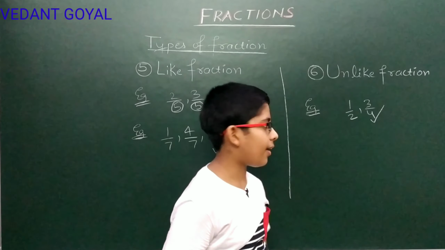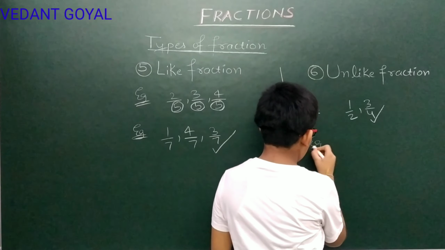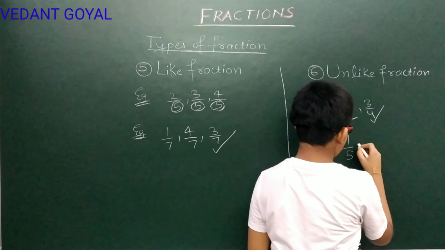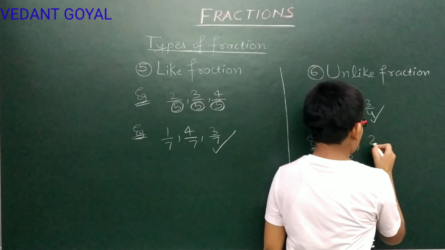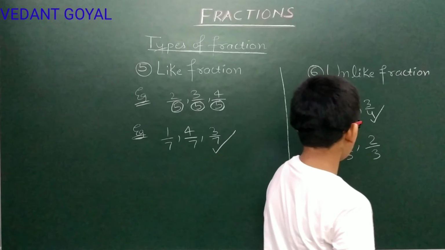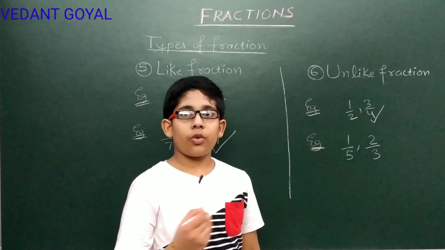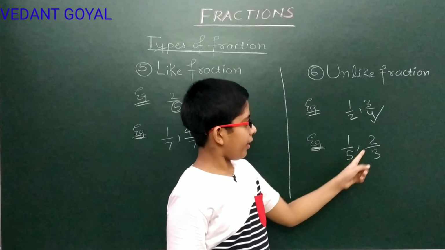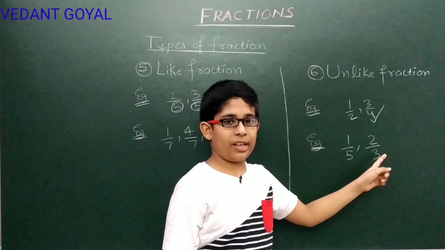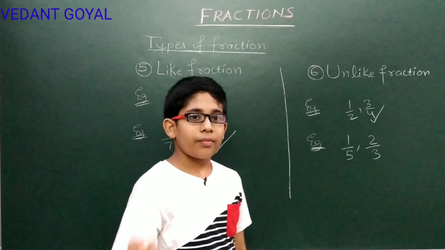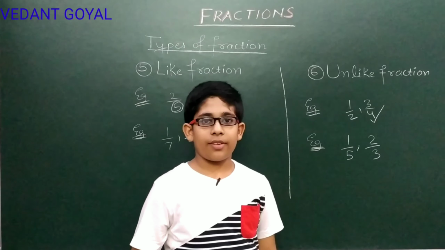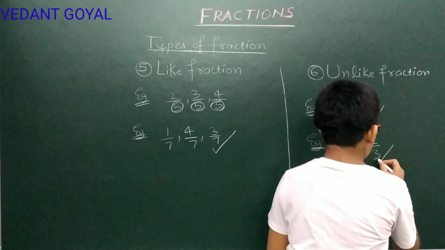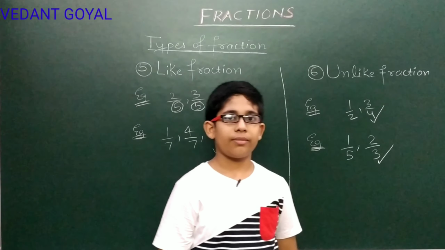Now let's take another example. 1 by 5 and 2 by 3. Here also you can see that in the first case the denominator is 5 and in the second case the denominator is 3. So they are different. So this is an example of unlike fraction.